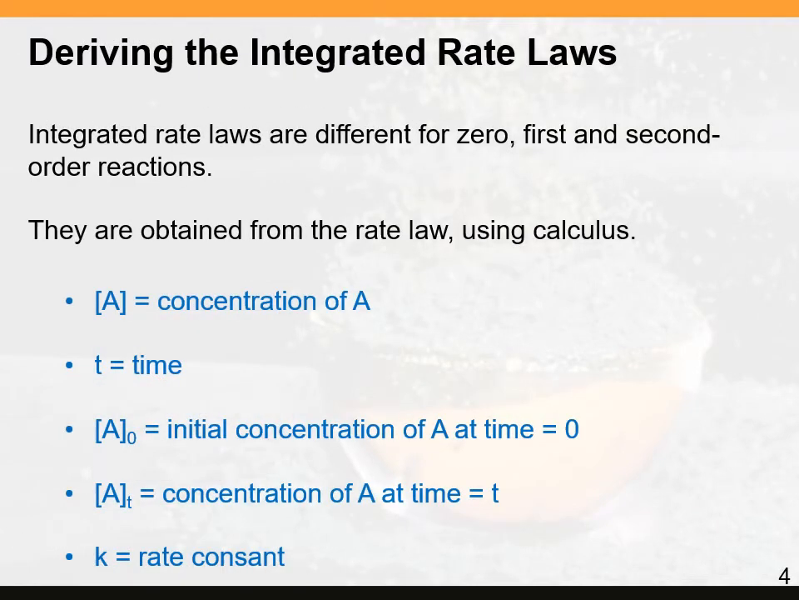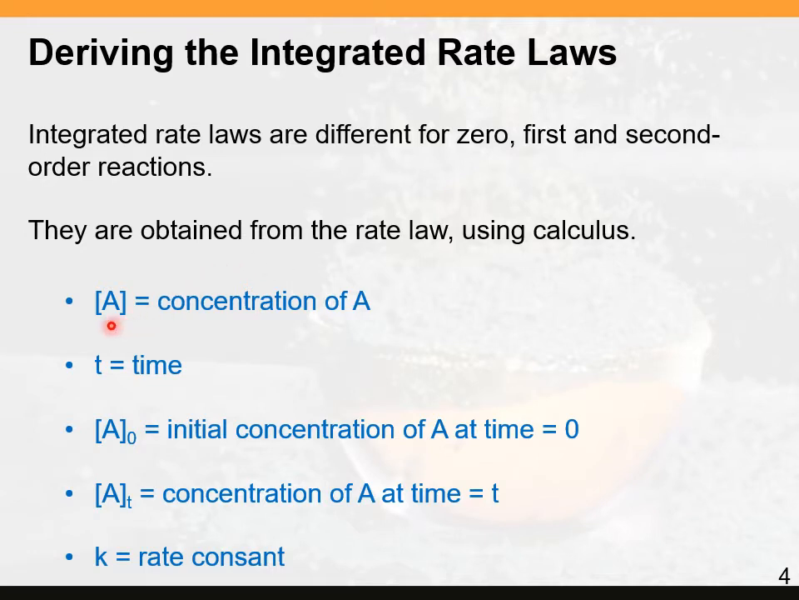Zero order, first order, and second order reactions have different integrated rate laws. Each equation is derived from their respective rate law using calculus. You are not responsible to know these derivations, but you are required to know the meaning and the use of the integrated rate laws. There will be certain terminology that needs to be well understood before we go further.